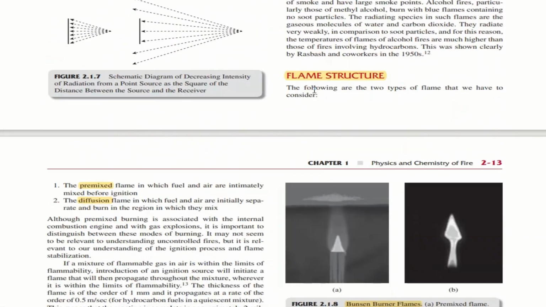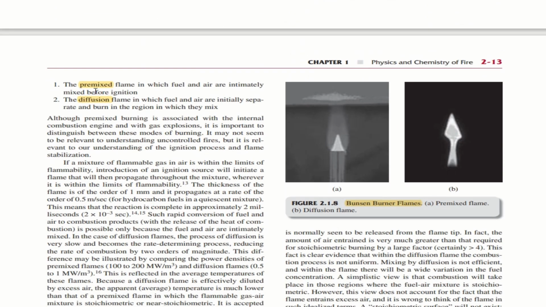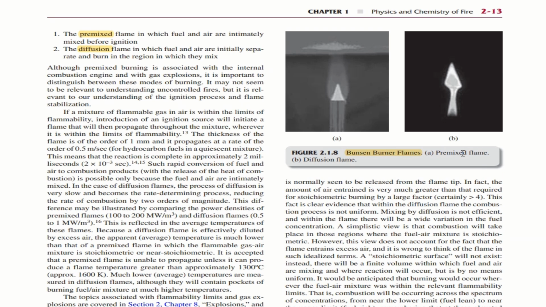Apart from that, we have flame structure. The following are the two types of flame that we have to consider: pre-mixed flame and diffusion flame. The pre-mixed flame, in which fuel and air are intimately mixed before ignition. The diffusion flame, in which fuel and air are initially separate and burn in the region in which they mix. They have just shown the figure of the pre-mixed flame and the diffusion flame.